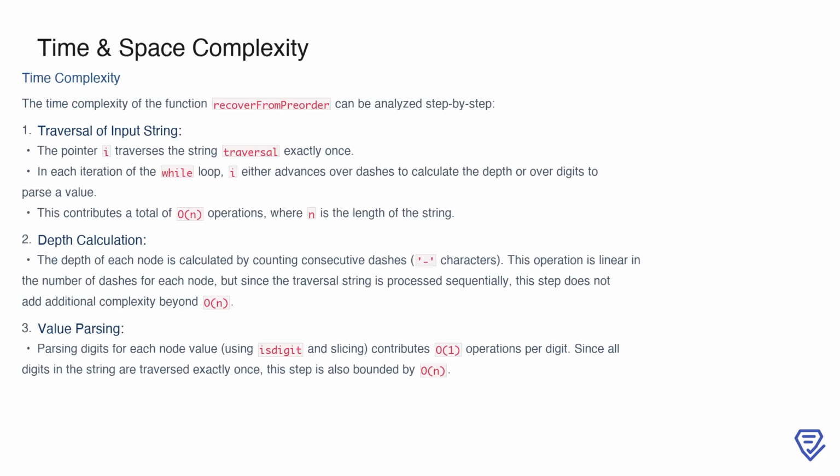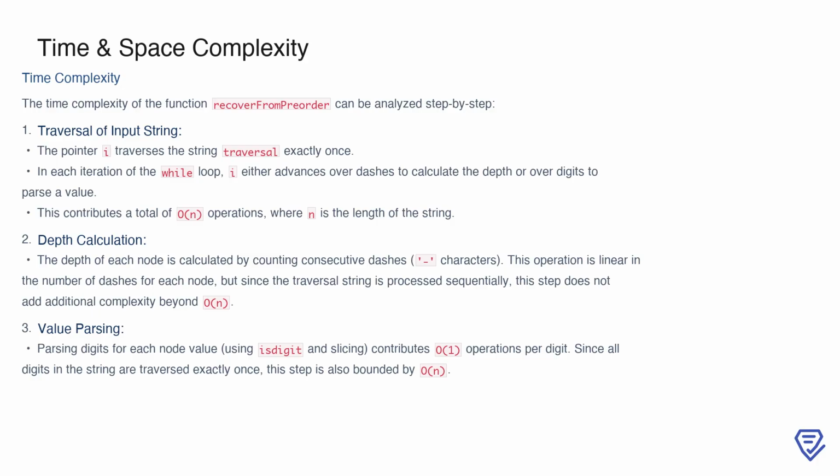To understand the time complexity of the recover from preorder function, let's break it down step by step. First, we consider the traversal of the input string. Here, the pointer i scans through the string exactly once, processing either dashes to determine the depth or digits to extract the value of a node. This sequential traversal ensures that the total work done in this step is proportional to the length of the string, giving us an O(n) complexity, where n is the length of the input string.